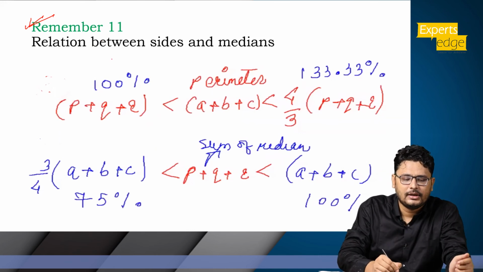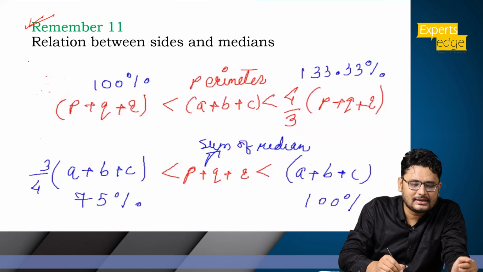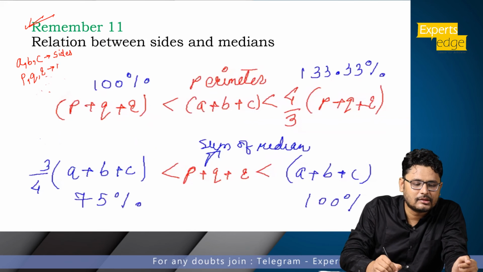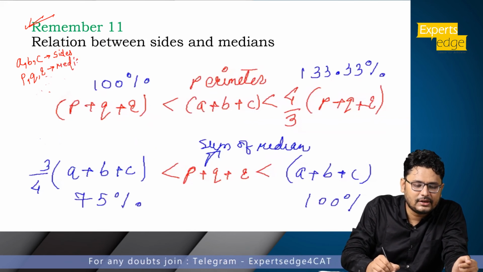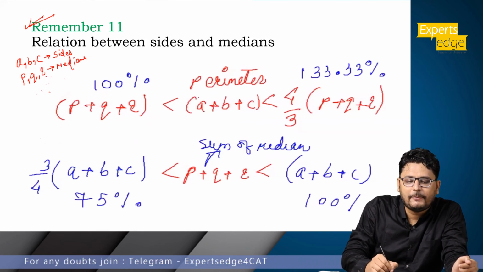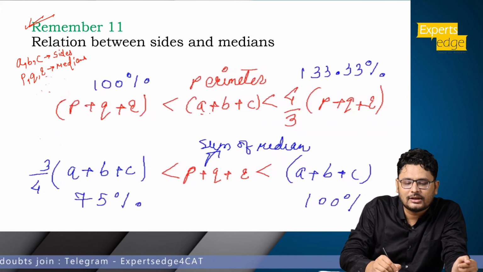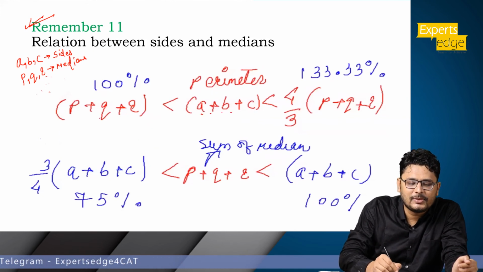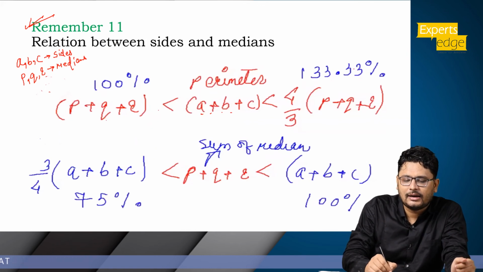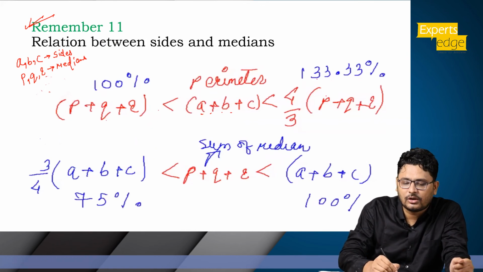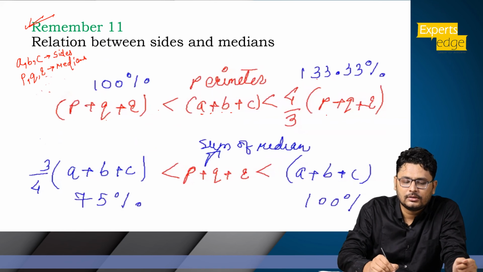So if ABC are the sides, A, B, C, they are what? Sides, and PQR is nothing but the length of the medians. ठीक है. So दो inequality आपको याद रखनी है. पहली perimeter. Perimeter is the sum of the sides, that is A plus B plus C. It lies between what? Sum of the medians is the lowest value, इससे ज्यादा, and it has to be less than 4/3 of sum of the medians, right?